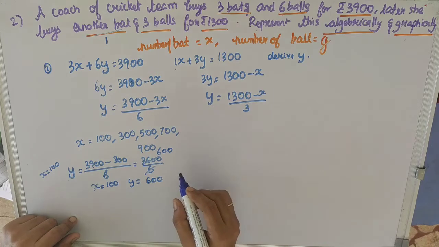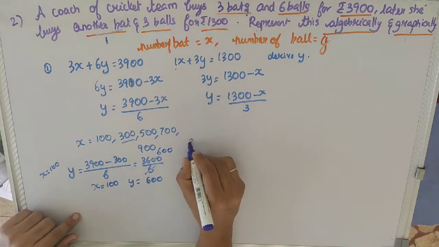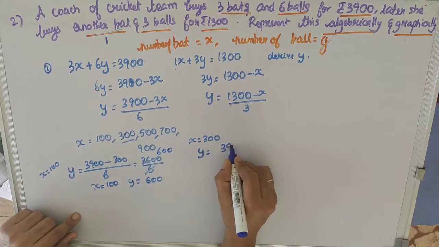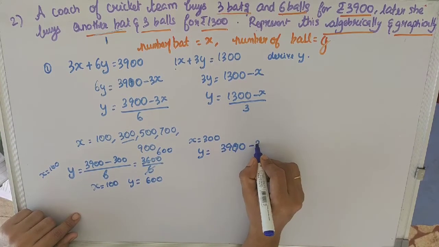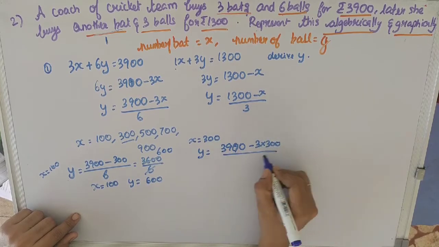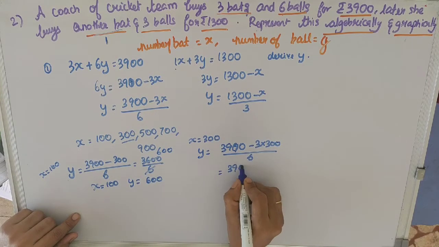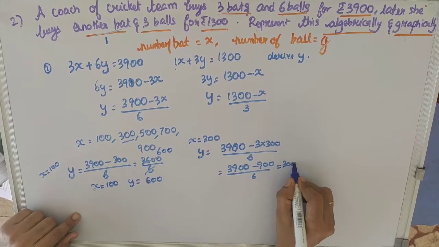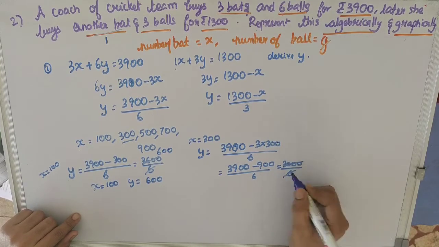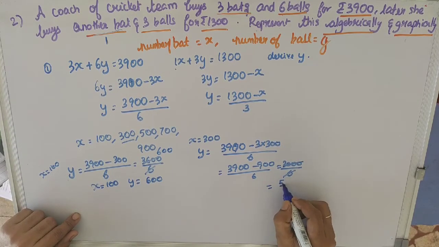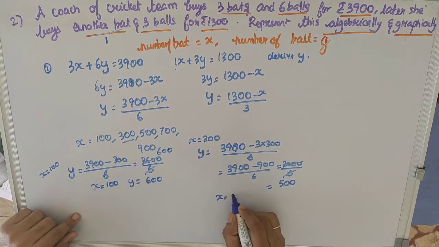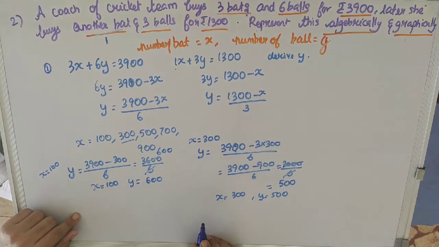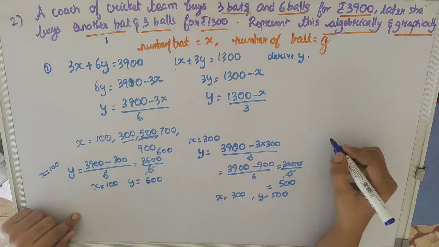Now let's take x is equal to 300. When x is equal to 300, y is equal to 3,900 minus 3 into 300, that is 900, by 6. 3,900 minus 900 is 3,000 divided by 6, which gives 500. So when x is equal to 300, y is equal to 500. So 300 comma 500 is an ordered pair.